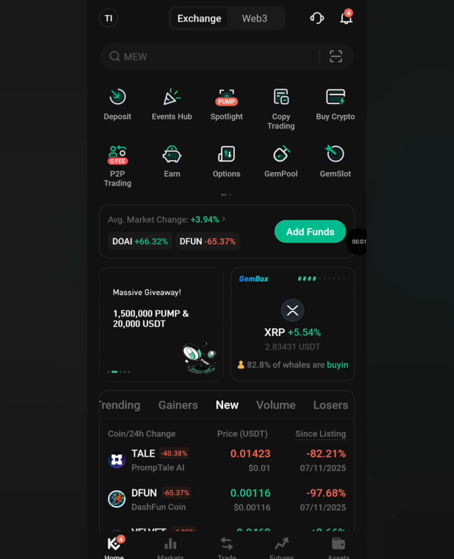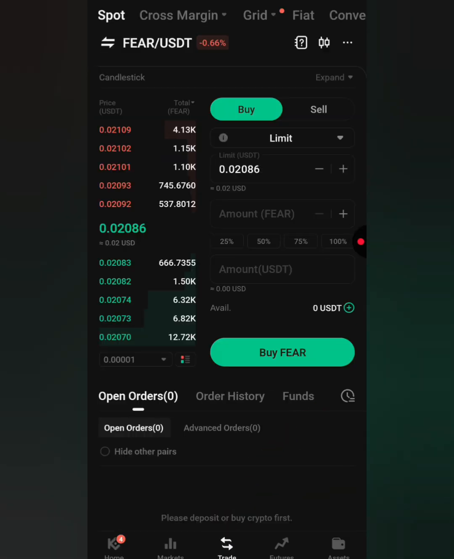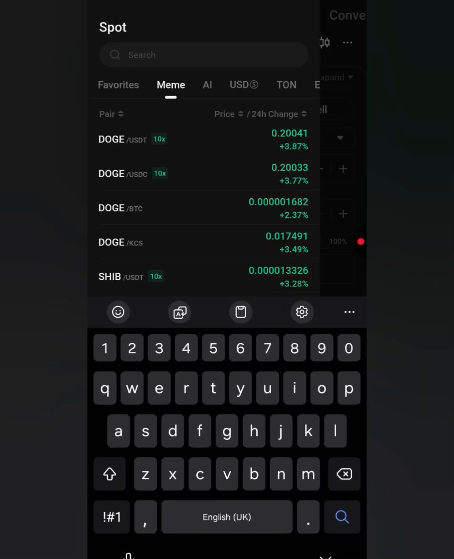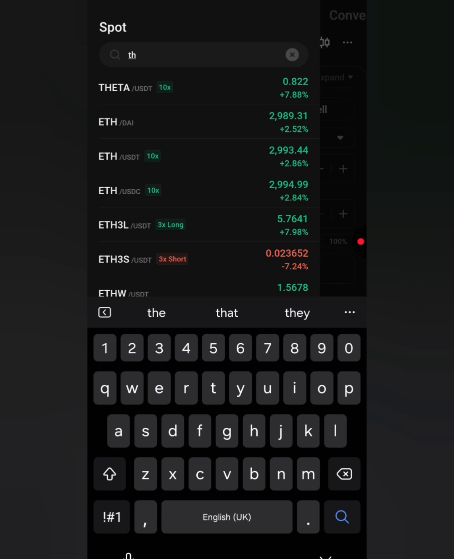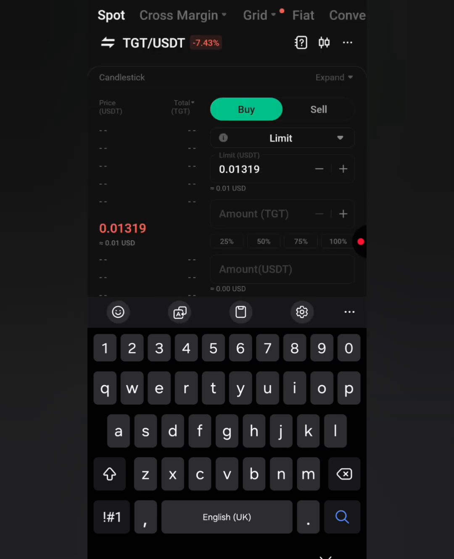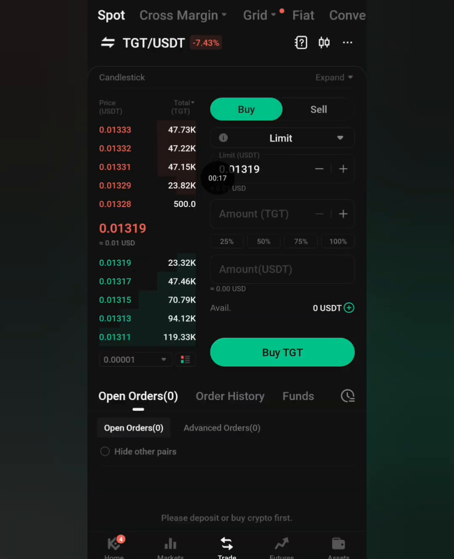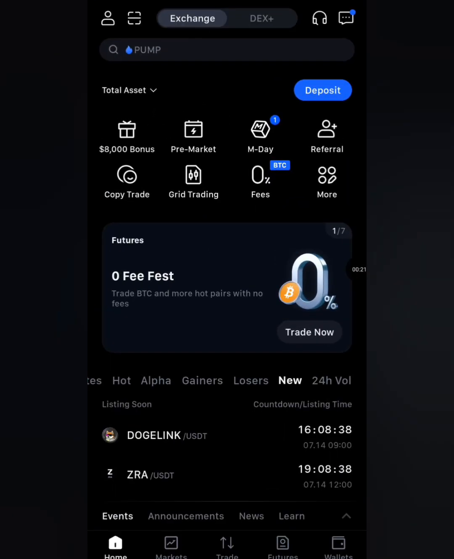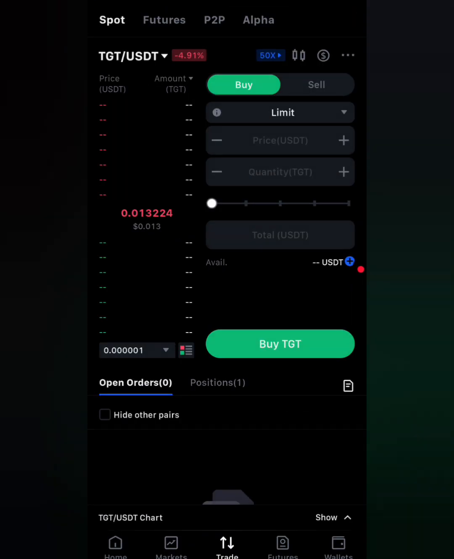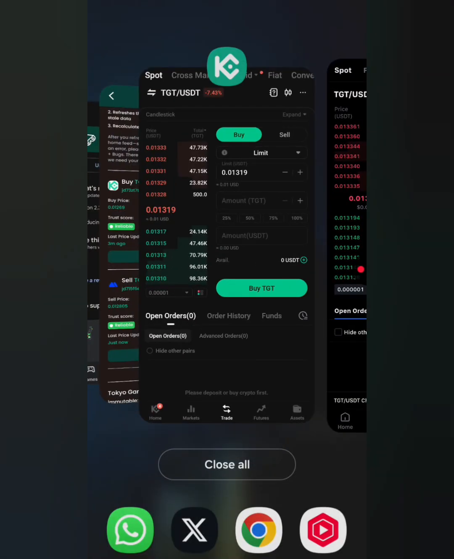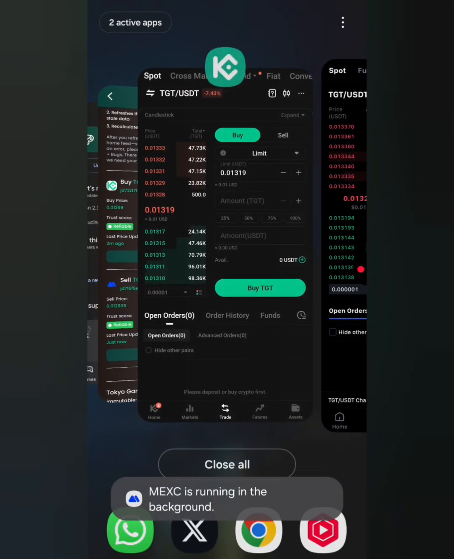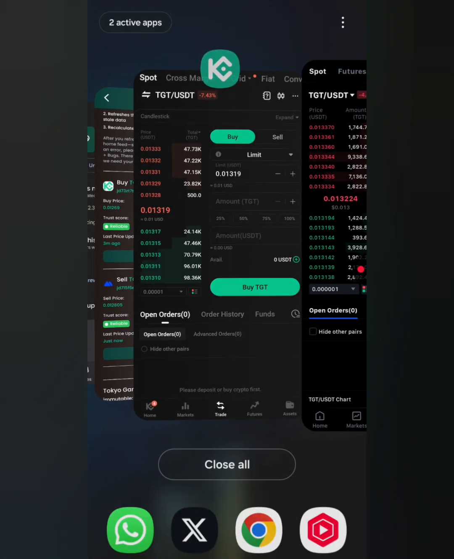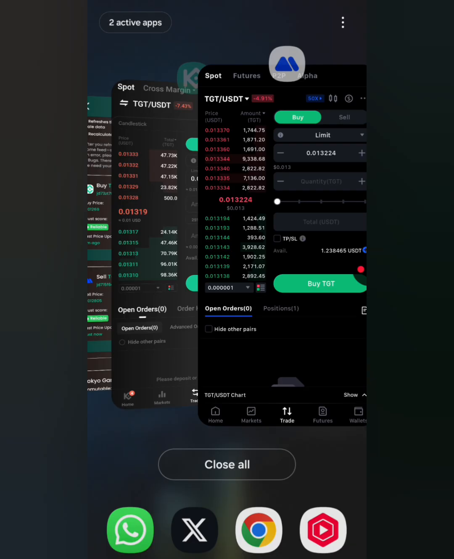So starting off with KuCoin, we are going to come here to the trade section. Okay, and right here we're going to search for the token TGT. All right, so we have the token right here, and you can see the current trading price on KuCoin, and we'll also head over to MEXC to check for this token. So we have it here, guys, and let's compare the prices. So obviously the price on KuCoin is lower than the price on MEXC.